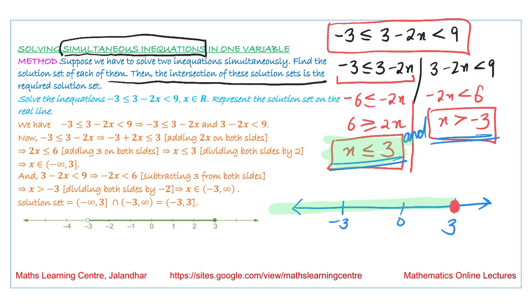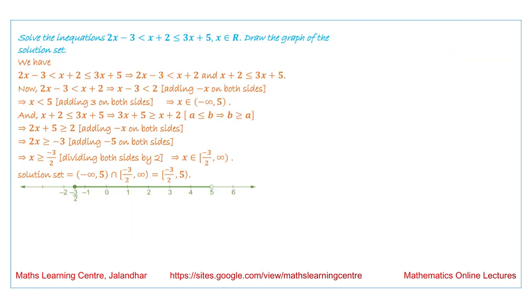And second we are saying x is greater than minus 3. This is the portion we are talking about, and this point is excluded. So the common region we have is minus 3 to 3, and the interval is open at minus 3 and closed at 3. So this is the solution of this simultaneous system of inequalities.